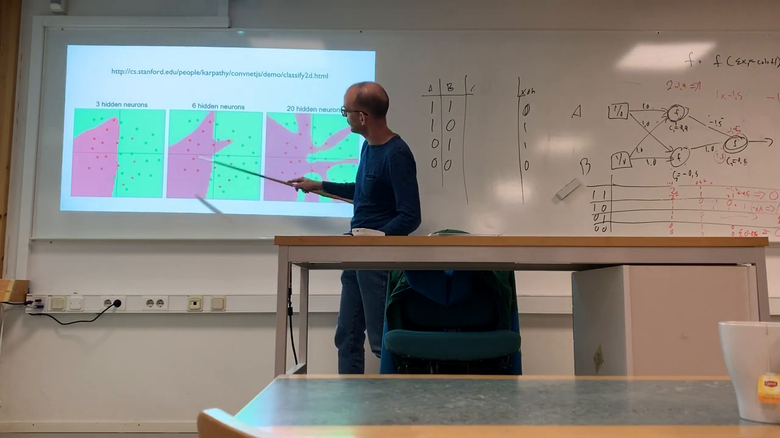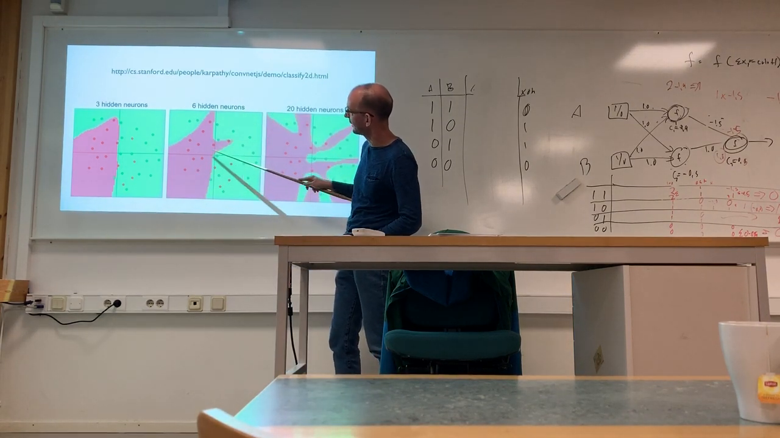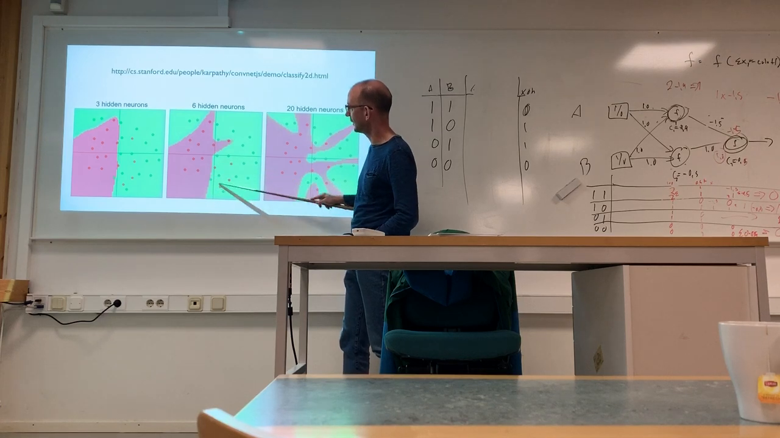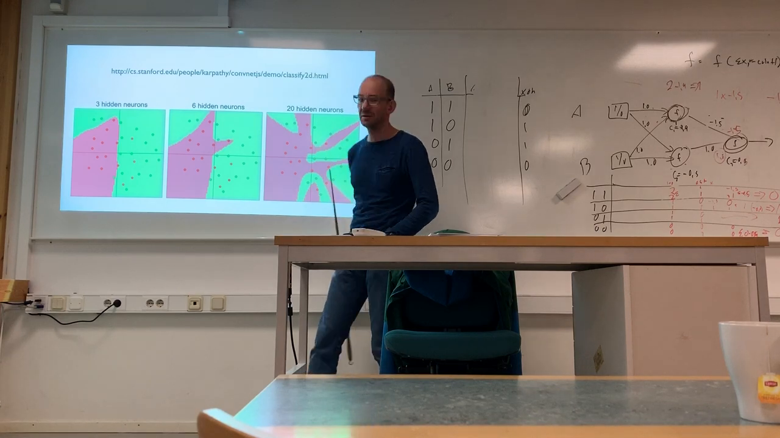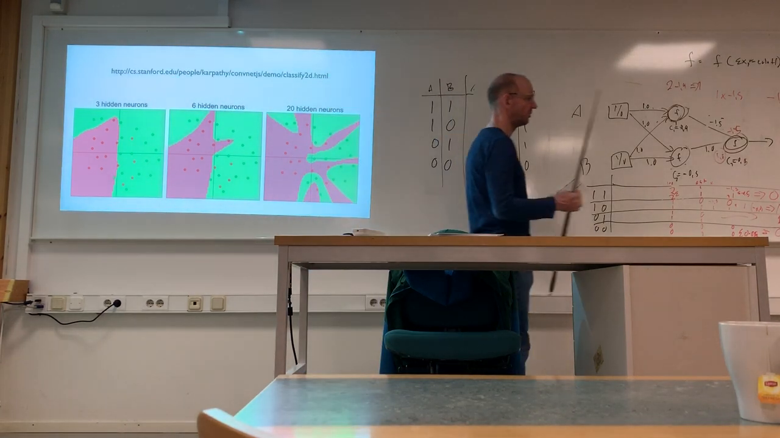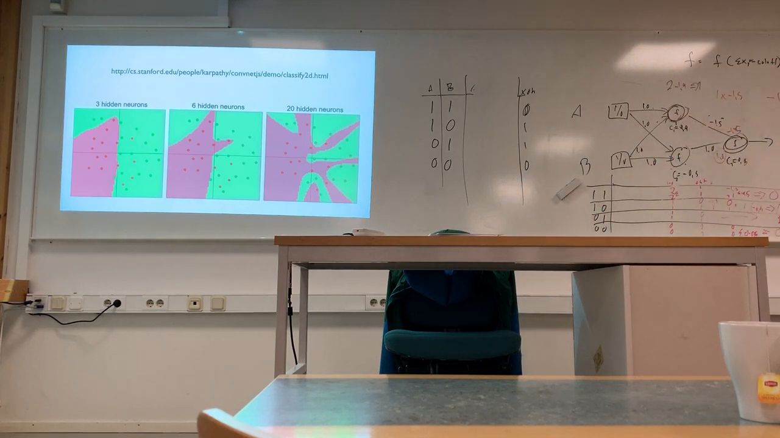If you have more hidden layers, you can get something that performs better. You can extend out this dimension here, and you've got four that are wrong instead of six. And if you actually have 20, you can get something close to that, you classify it like that. So basically, that's true: the more hidden layers, the more features, the better classification you can do.